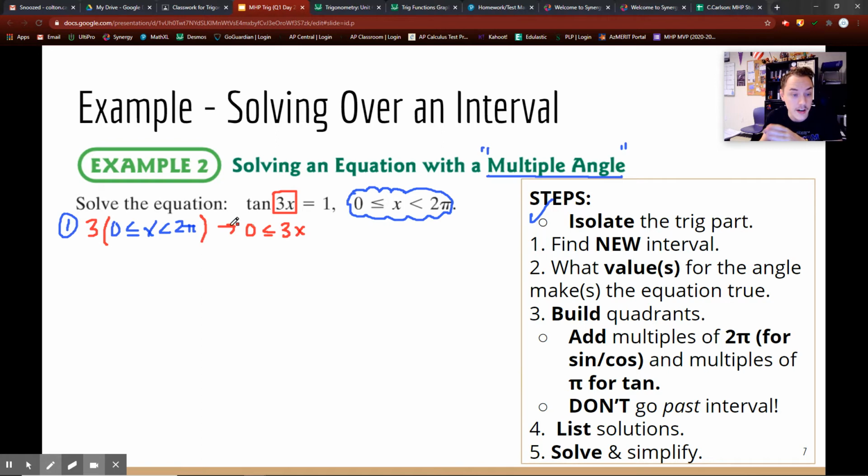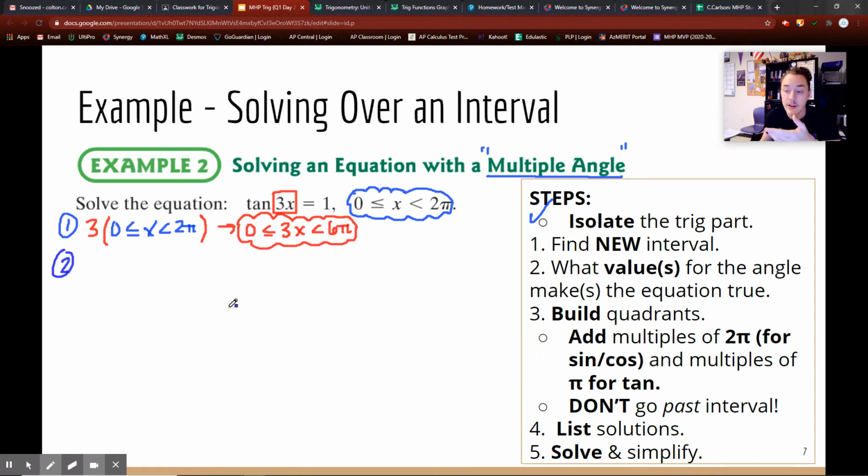Notice how it looks familiar. And then 3 times 2 pi is 6 pi. So this right here is my new interval. It's going to help me solve it a lot quicker and a lot faster. Okay? So now that I have my new interval, now I'm going to do step 2. So let's go to step 2.